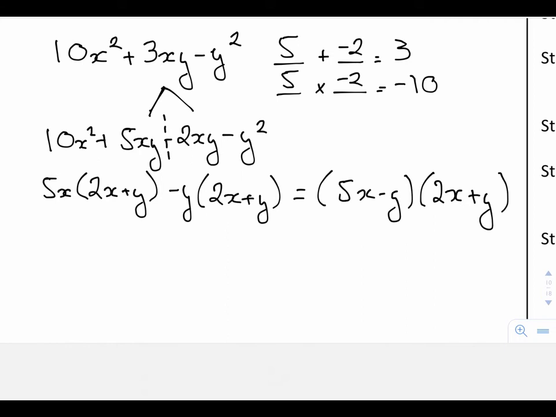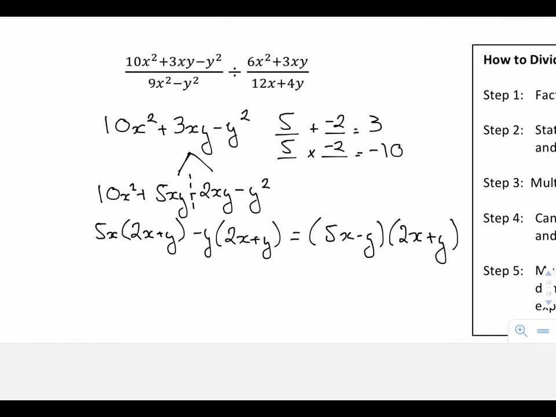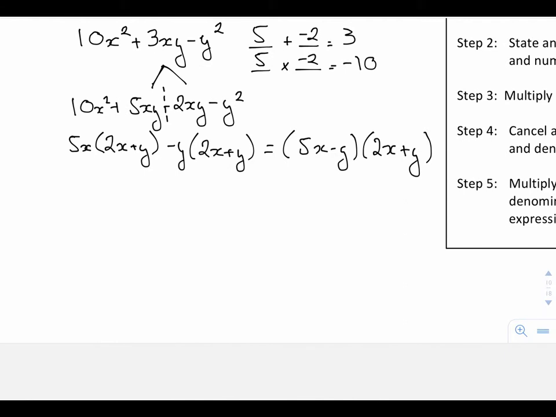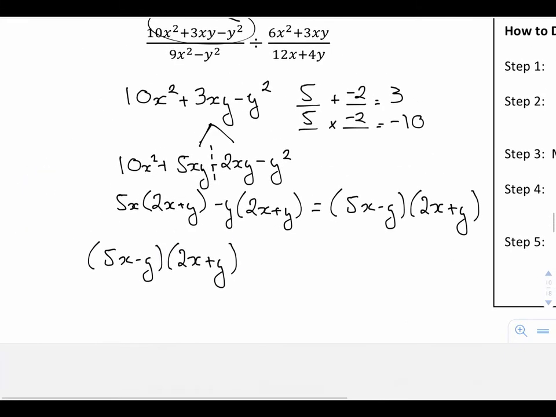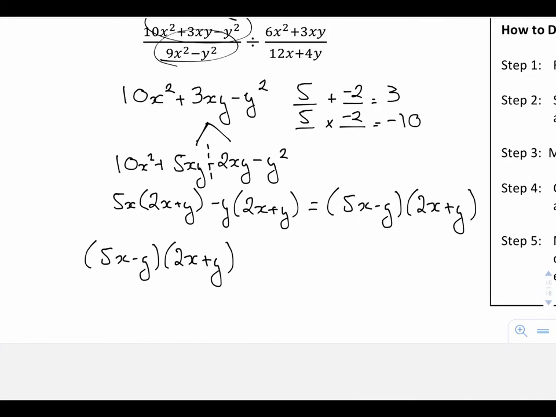Now I'm going to take this. This is my new numerator of the first fraction. I'm going to copy it over, and I'm going to rewrite my original question, but with my numerator here in factored form. So what I get is something looking like this. So here's my numerator. My denominator, take a quick peek here. I have 9x squared minus y squared. Well, it should be clear at this point that that is a difference of squares, so I can factor it as 3x minus y and 3x plus y.